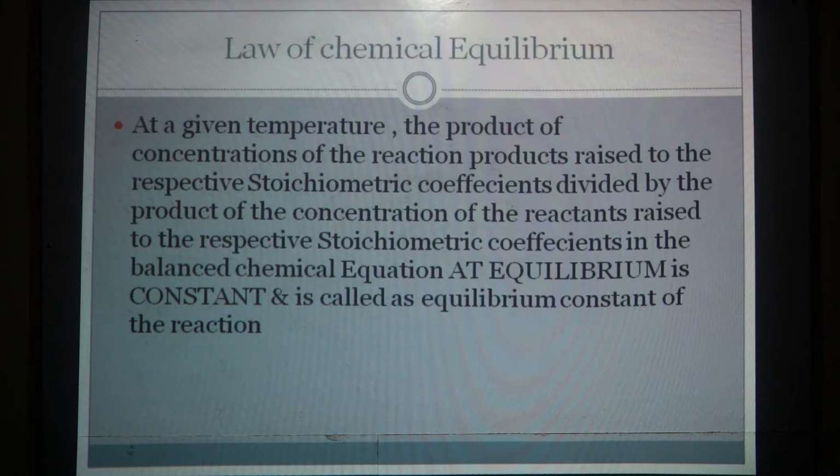Once again, at a given temperature, the product of concentrations of the reaction products raised to respective stoichiometric coefficients divided by the product of the concentration of the reactants raised to respective stoichiometric coefficients in the balanced chemical equation is called the equilibrium constant of the reaction.